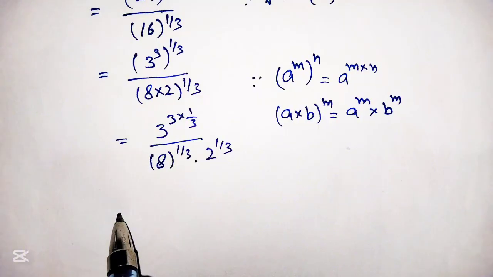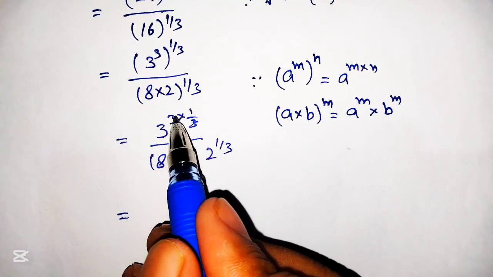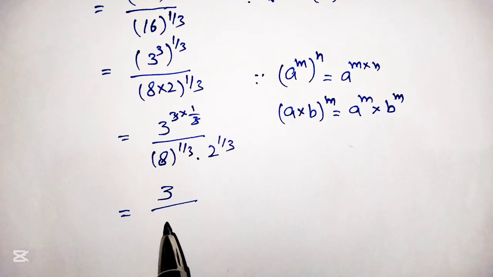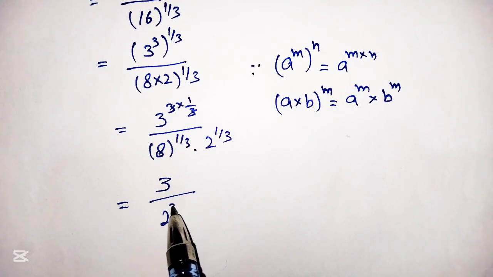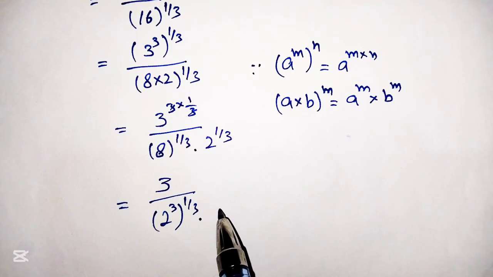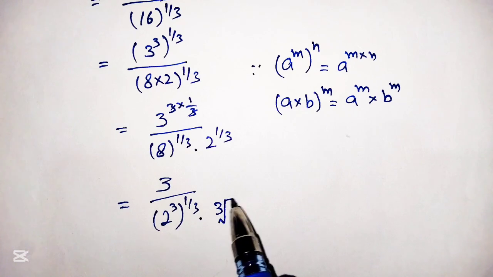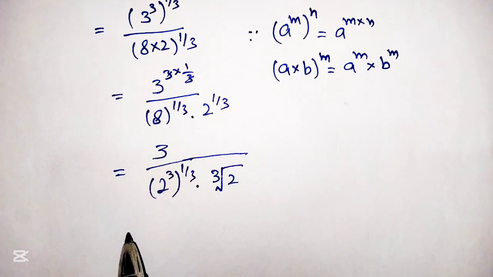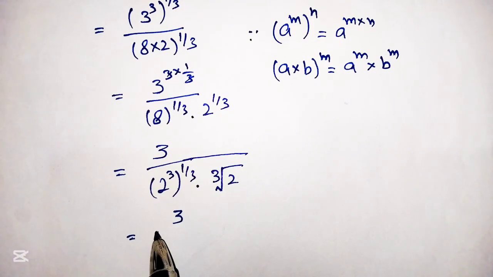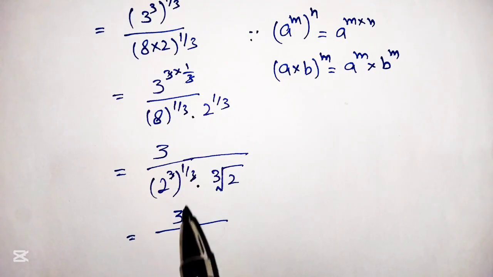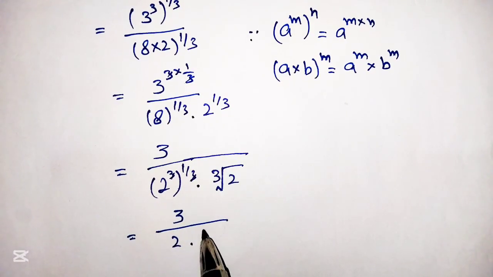Now by further simplification, this 3 will cancel out with this 3, and we will get 3 here divided by, this 8 can be written as 2 raised to power 3, which is equal to 8, and whole raised to power 1 over 3, times this can be written as the third root of 2. So we get this. Now again by simplification we will get 3 over, this power will multiply with this power and this 3 cancels out, and we will get 2 times the third root of 2.